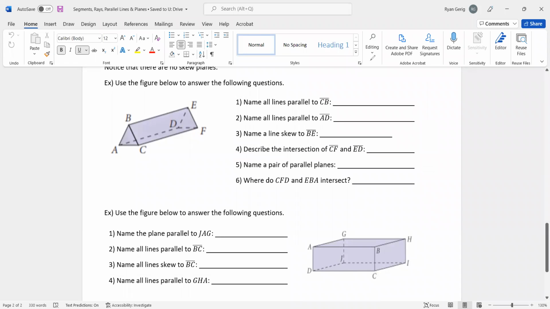Name all lines parallel to CB. So CB is right here. I want a line that doesn't intersect with CB, but lies in the same plane as CB. Well, CB lies on that tent-like thing on the right-hand side. What other line is on the right-hand side that doesn't intersect? Well, that would be EF.